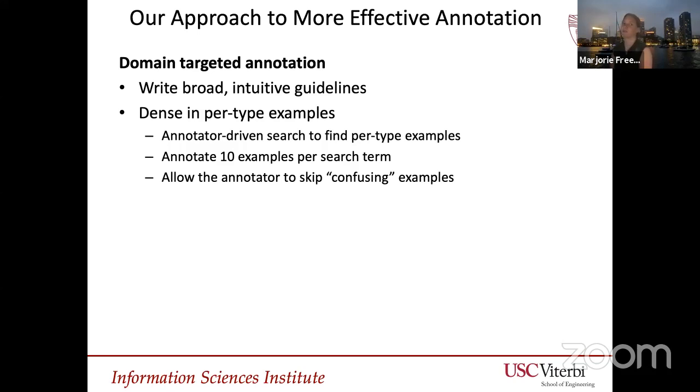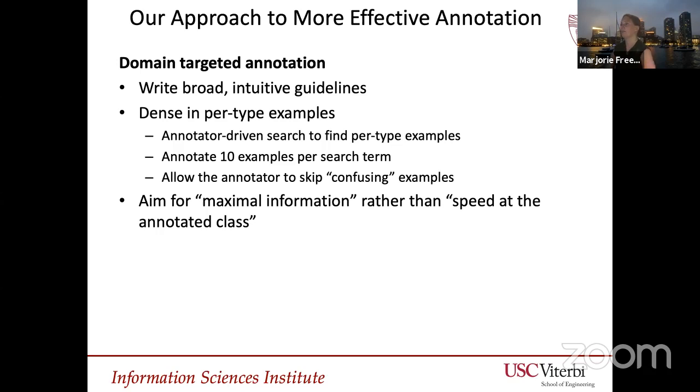That speeds things up a little bit for us. That gives us more accurate training data, I think. And we're aiming for maximal information per sentence rather than speed at the annotated class. And so some portion of the guidelines that are provided in traditional annotation tasks are designed to say, in these cases, you need to mark X, and in these other cases, you need to mark Y. And that means you have to make fewer decisions. You have to highlight fewer things in the text. But it gives the model less information.